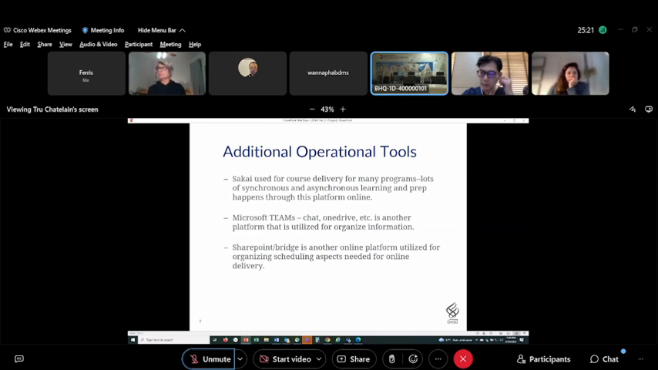Additional operational tools. Sakai is a learning management system, and this is used for course delivery for many programs. Lots of our synchronous and asynchronous learning programs and prep happen through this platform online. Depending on the BDMS system, there is likely a learning management system that you would be able to access and utilize as well. We're happy to share more examples of specifics at a future session.